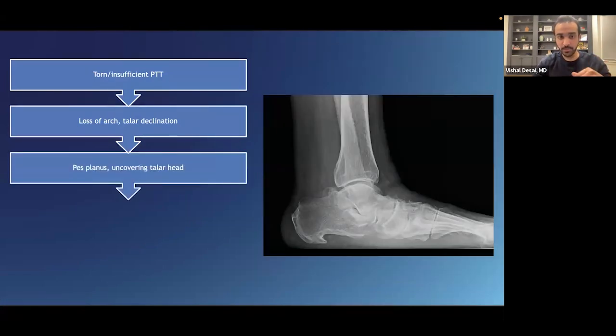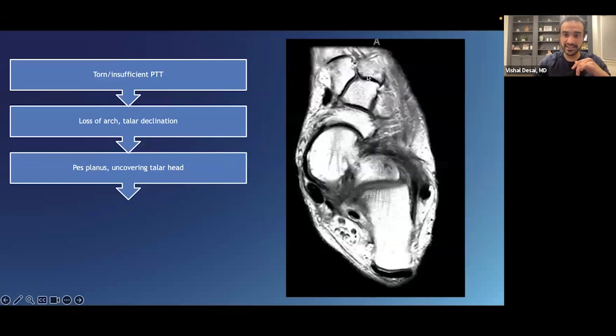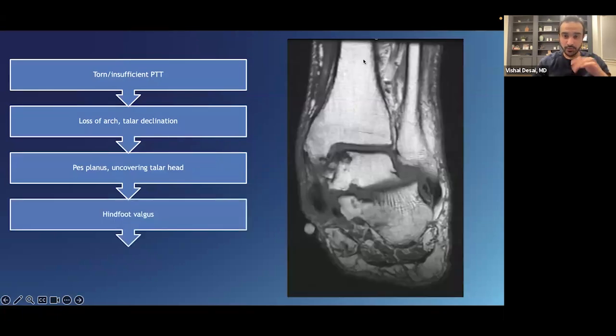Next, as everything starts to drop, you're going to end up in that pes planus configuration. This was a weight-bearing radiograph with a flat foot deformity. As everything medially at the ankle drops, the forefoot rotates out laterally, and you get uncovering of the talar head. We have this somewhat subluxation at the talonavicular joint, the forefoot pointing laterally. As all of that happens with that medial arch dropping, you go into a hindfoot valgus alignment.